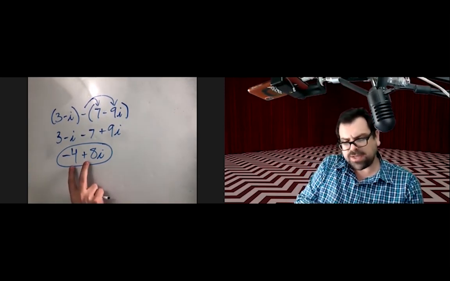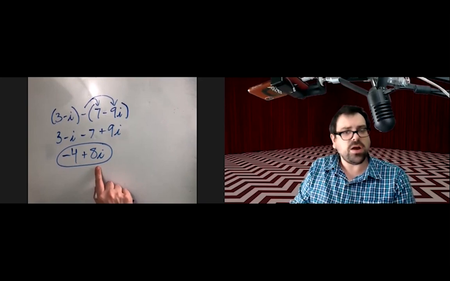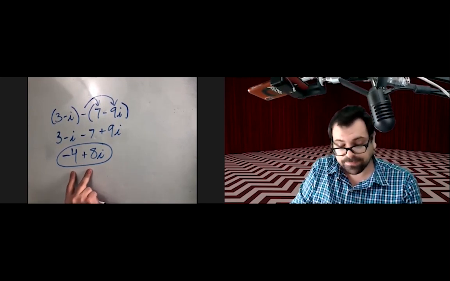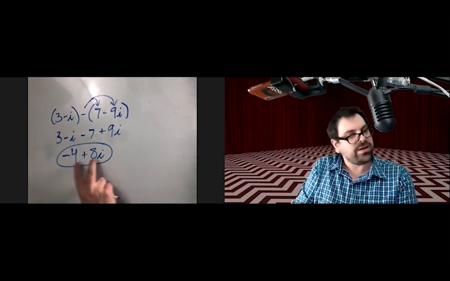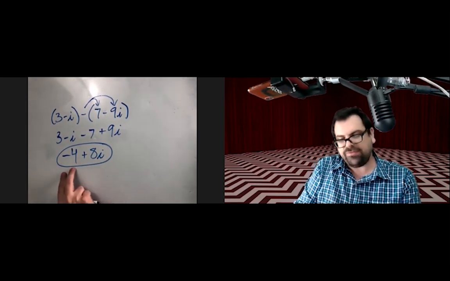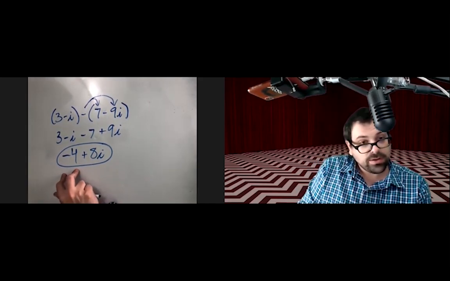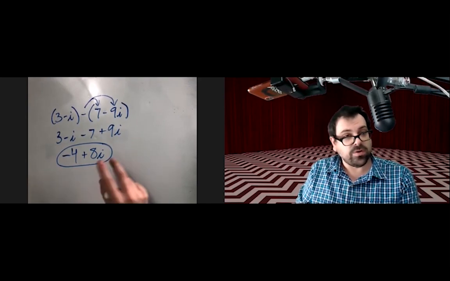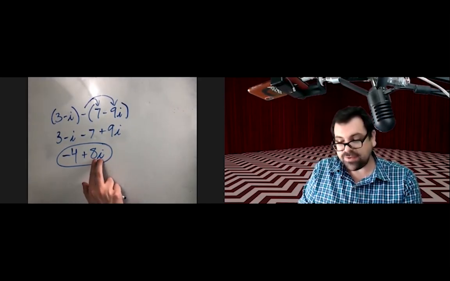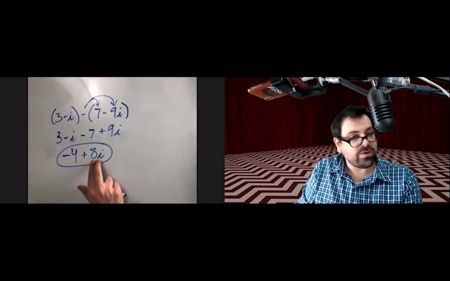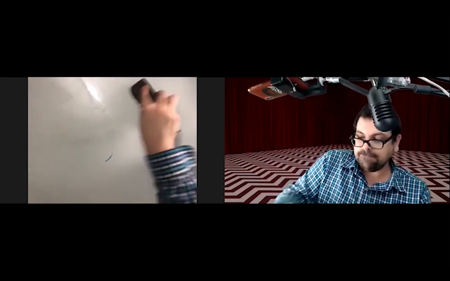Would this be positive 4i, negative 4 plus 8i? No. These aren't like terms. They're two pieces of a complex number. But even if this was an x here, we couldn't combine because it's not negative 4x plus 8x. This isn't negative 4i plus 8i. It's negative 4 plus 8i. Order of operations says multiply before add. So these are joined. You can't take the i off of the 8 to add the negative 4 to the 8. Just doesn't work that way. Continuing to treat our i's like x's.